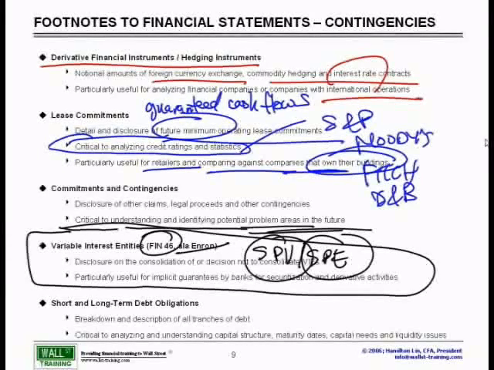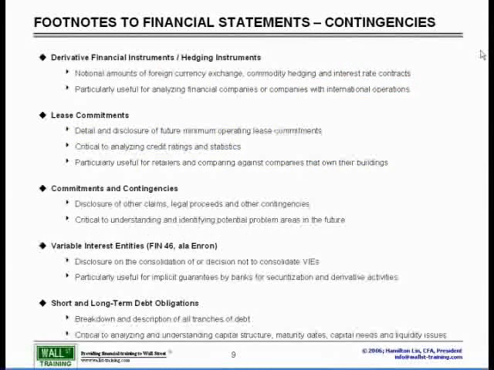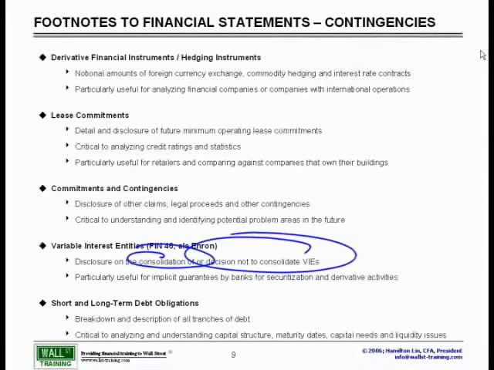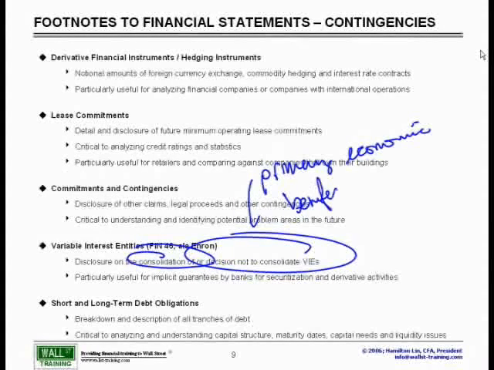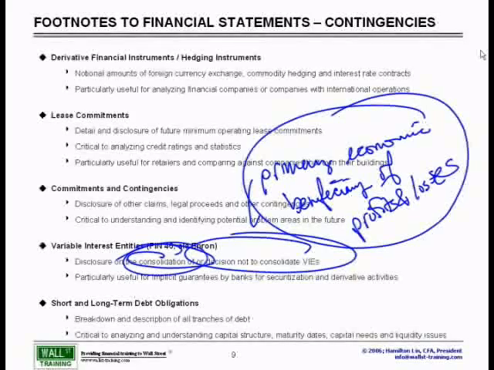Now, however, since the Enron blow-up, you now have this thing called VIEs, variable interest entities, in which you must disclose your potential liability and consolidate, not just disclose, but you must consolidate the liabilities of these variable interest entities as long as you are the primary economic beneficiary of the profits or losses. So if you're the primary economic beneficiary of these profits and losses, you must not only disclose this, but you must consolidate it into your books.